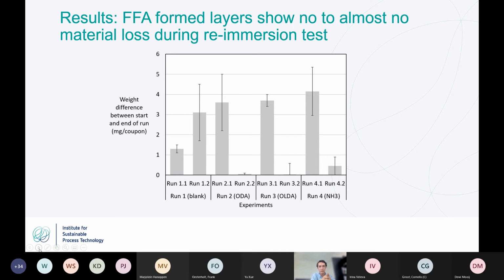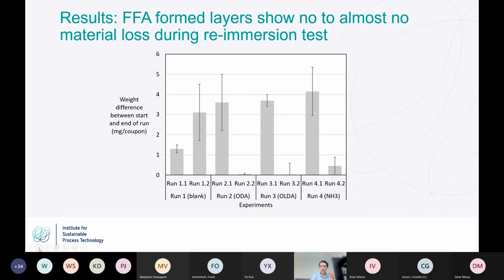This might indicate that the crystals formed under the blank chemistry form quicker, and therefore a lot of material redeposited on the coupon. But what is very good to see afterwards is that after the re-immersion experiments, especially when the layer was formed with a film former present, there's almost no loss of material, hence also almost no loss of the oxide. In the case of the blank run, there's a lot of loss of material after the re-immersion test. And for ammonia, there's also some loss to be detected.